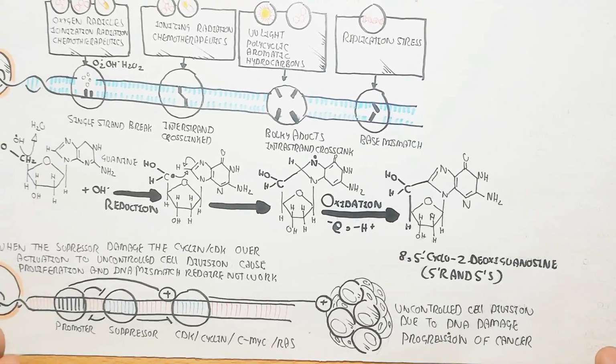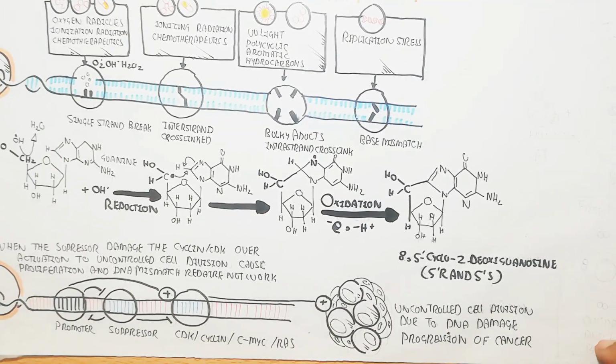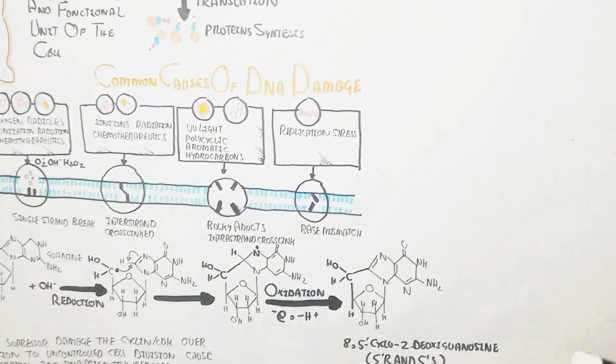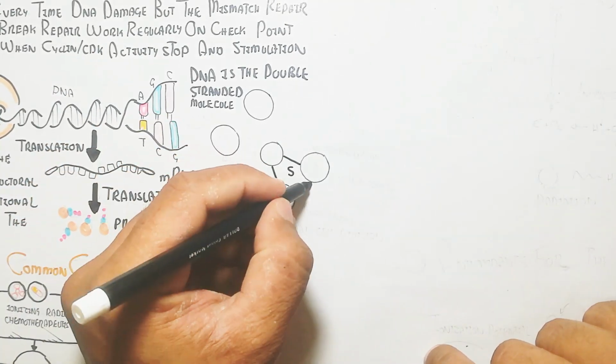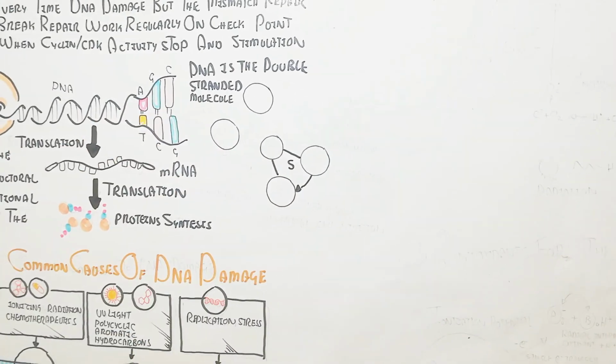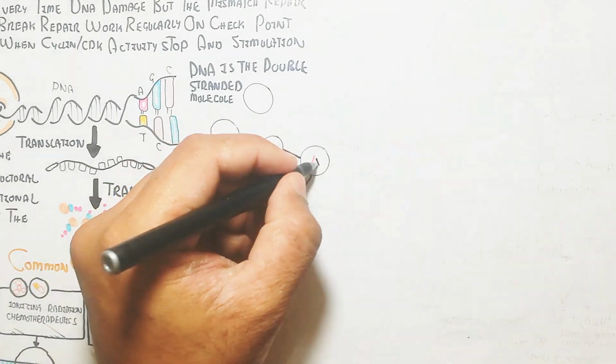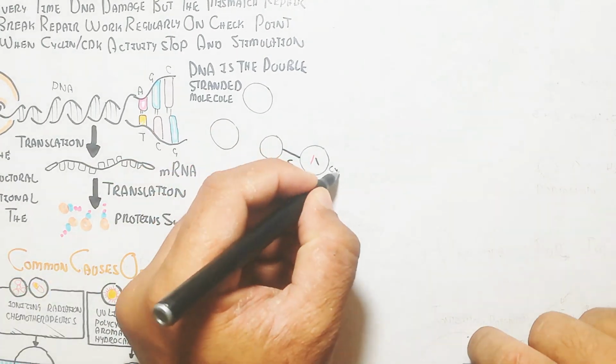and progression of cancer. Let's understand here, you can see this is basically the promoter and the suppressor gene working. We will understand the normal cell division and then we will understand how cancer will occur due to the DNA damage.